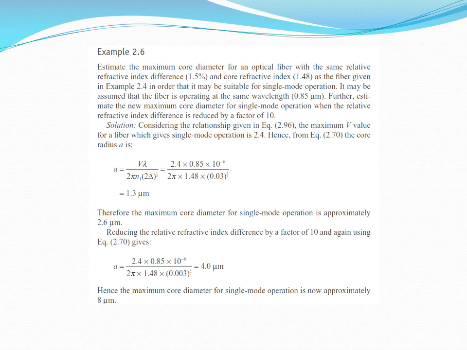So we can see that the fiber core radius is just 1.3 micrometer. Now again he says, by making some changes in the refractive index by a factor of 10, what is the effect on A? So obviously the value of A is going to be affected, and it is changing from 1.3 to 4 micrometer. So the maximum core diameter will be twice of this radius, so 2 into 4, which is 8 micrometer.